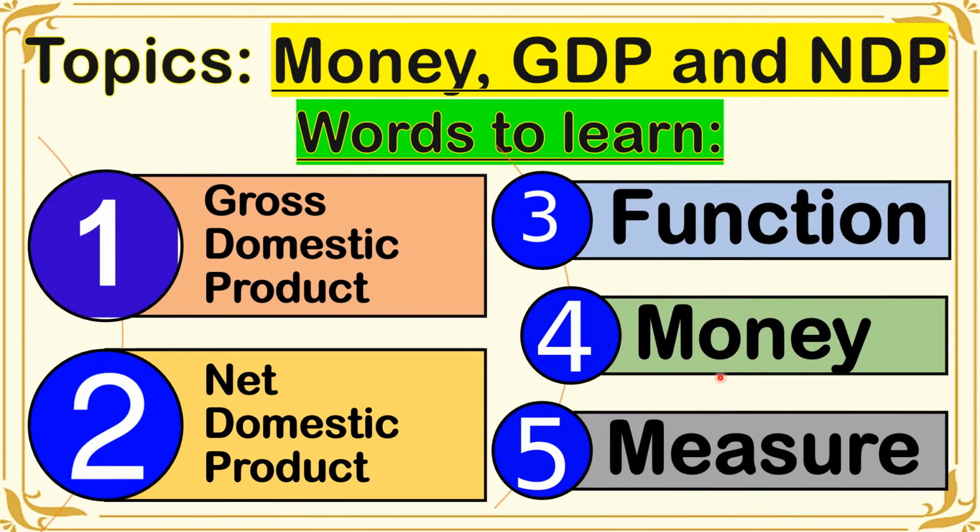So these are the five words that can help us better understand the topics that we are going to discuss. Let's read one more time. Gross domestic product, net domestic product, function, money, measure.